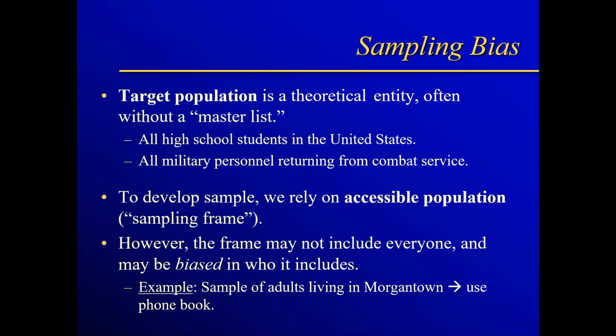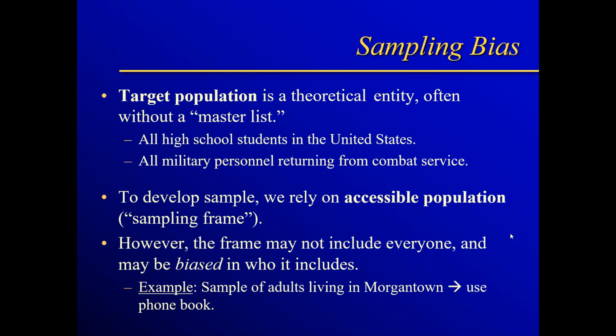This is easier to understand with an example. Let's say I wanted to do a study of Morgantown residents and what they think about, I don't know, the bike lanes on the roads, and I want to access people who live in Morgantown. One of the ways I could do that is use the phone book, right? The phone book is a real thing, it exists. I could say, okay, every 10th person, I will contact, call and try to get to be in our study, or whatever sampling way you use.